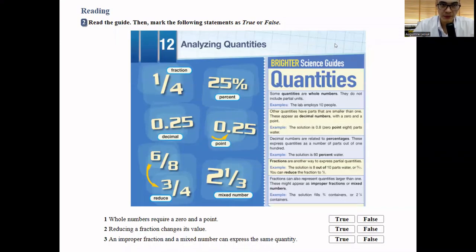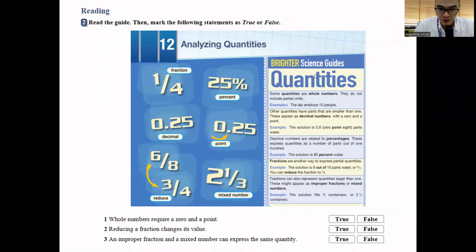For the second warm-up, I want you to read the passage again and answer true or false for the following statements. So we have: whole numbers require a 0 and a point. Reducing a fraction changes its value. And an improper fraction and a mixed number can express the same quantity. So pause the video, read the passage, and then choose true or false for the following statements. Once you're done, resume the video, and we will go through the answers together.